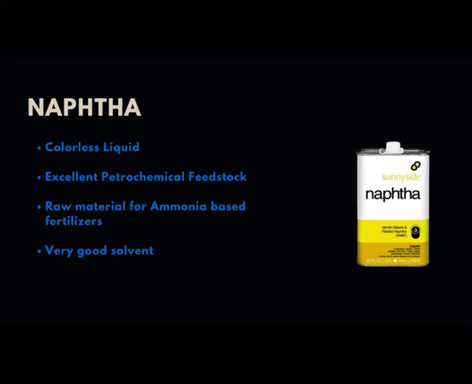The next product from the refinery is naphtha. Naphtha is a colorless liquid. Most common people may not know much about naphtha, because it is primarily used as a petrochemical feedstock or a raw material for the ammonia based fertilizer industry. It is an excellent petrochemical feedstock. Several petrochemical compounds are produced using naphtha as a raw material. The other common usage is as a solvent, and because of that property, it is widely used in dry cleaning services.